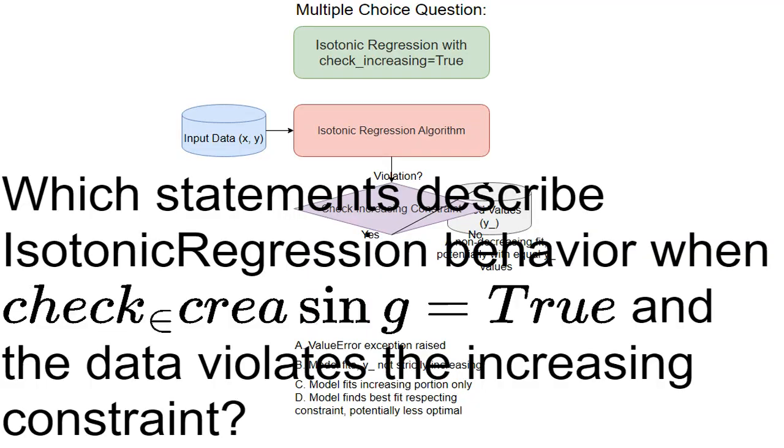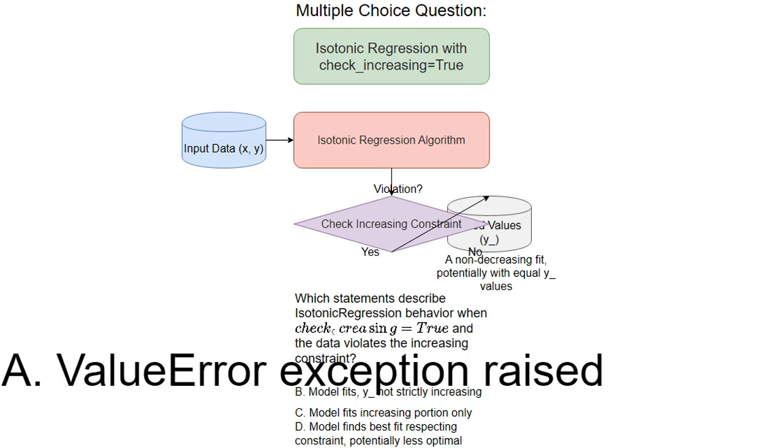I'm asking you to choose the correct statements that describe what happens when you use scikit-learn's isotonic regression with check_increasing equals true and your data doesn't follow a strictly increasing pattern. The question tests your understanding of how the algorithm handles such situations. We're looking for a non-decreasing fit here, which means values are either increasing or staying the same, never decreasing. This statement is wrong. I'll tell you why.